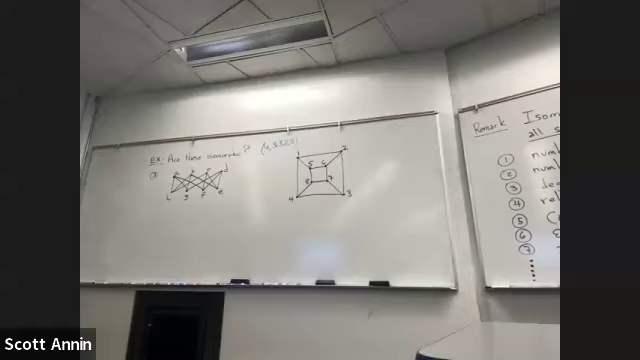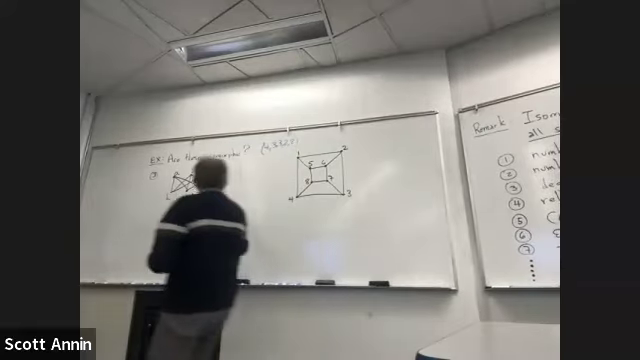Both graphs have 8 vertices. Every vertex has degree 3, and so that actually means both graphs have 12 edges. Check that out. So there's 12 edges.